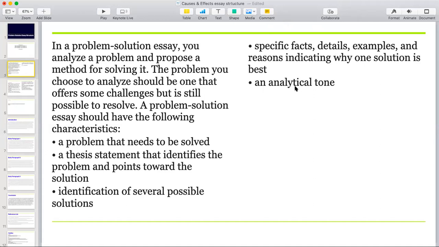The main difference between the problem solution essay and the cause and the effect essay is that in the cause and the effect essay, the student is just telling me what are the causes and what are the effects. But in the problem solution essay, your role is much more important, because I am your reader and you are convincing me that one of the solutions is the best. So you are persuading. There is a tone that has persuasion and analysis more than the cause and effect essay.